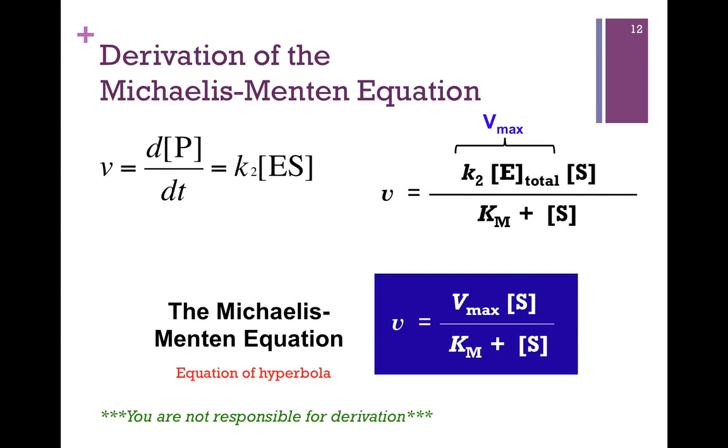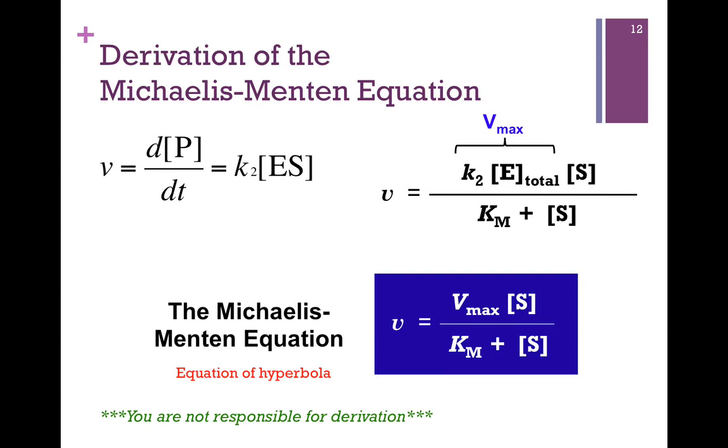So we can plot initial velocity versus substrate concentration, and in the next lesson we want to see how we can get these values of Km and Vmax. Note that this is the equation of a hyperbola, and this is why when you plot initial velocity versus substrate concentration, you always get that hyperbolic plot.